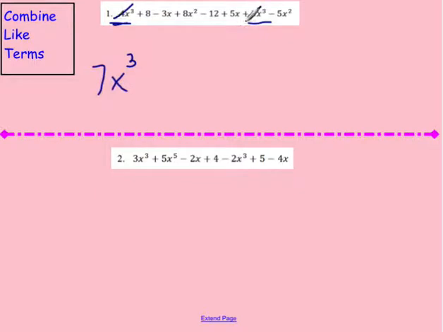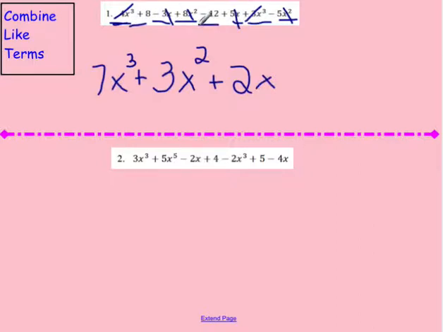So now I've combined those two. Now I'm taking 8x squared minus 5x squared. I'm going to subtract those coefficients. 8 minus 5 is 3. And then the x squared is going to stay as x squared. Okay, negative 3x plus 5x is going to be 2x. And then 8 minus 12 is going to be negative 4. So I combined things with the same exponent, okay, but when I combined them, I did not actually add the exponent. I just added the coefficients.